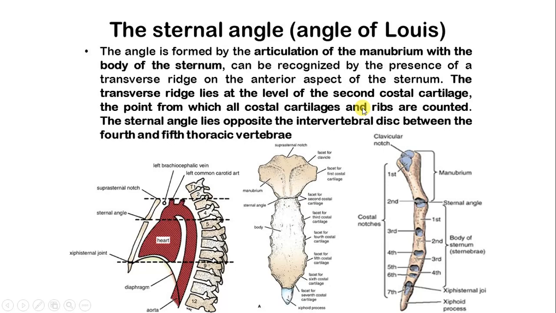If you feel the clavicle on your body and come below, you will feel the transverse ridge, and on the side will be the rib. That will be the second rib, and above it will be the first intercostal space. So you start counting from here. First you feel the transverse ridge, the sternal angle, then move laterally and feel the second rib. Then starting from the second rib, you count the ribs downward.